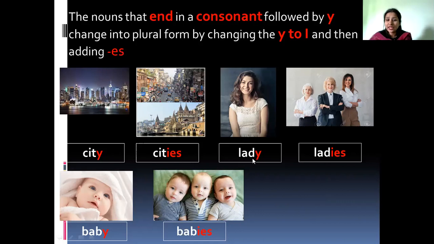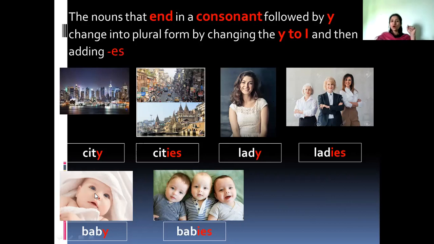Here, lady. The last letter is Y. Before Y, a consonant is there. D is a consonant, so we have to cut the Y and join IES. Ladies. Lady, ladies. Baby. Before Y, B is there. B is also a consonant. So cut that Y and join IES. Babies. City, cities. Lady, ladies. Baby, babies. What does the third rule say?